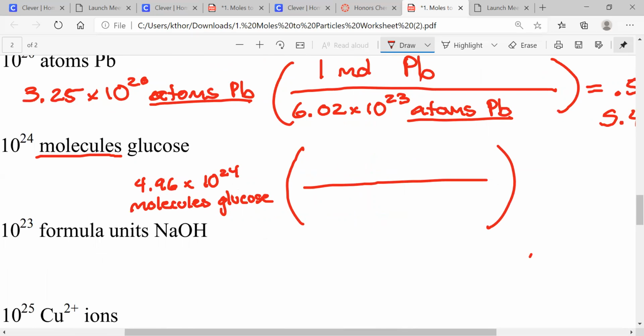Carson, you tell me. For Avogadro's number, 6.02 times 10 to the 23rd molecules of glucose equals 1 mole of glucose. Where am I going to put 1 mole of glucose? Top or bottom?